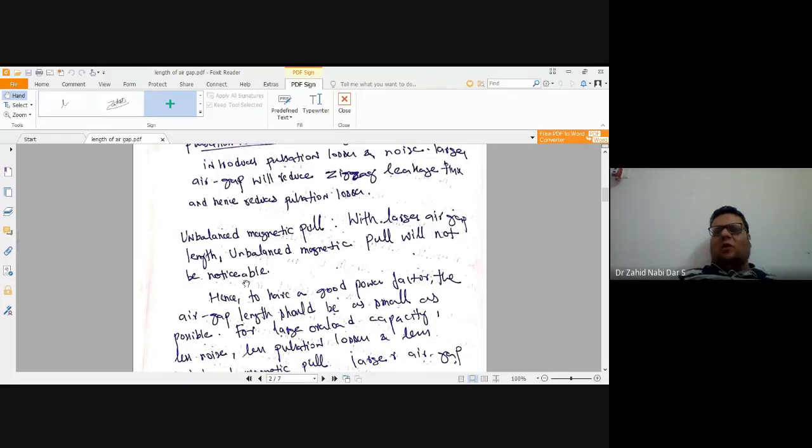This process is called skewing. Now skewing in the induction motor is done to reduce the phenomenon of crawling. Crawling in an induction motor happens due to the interaction of the 6n plus minus 1 harmonics.